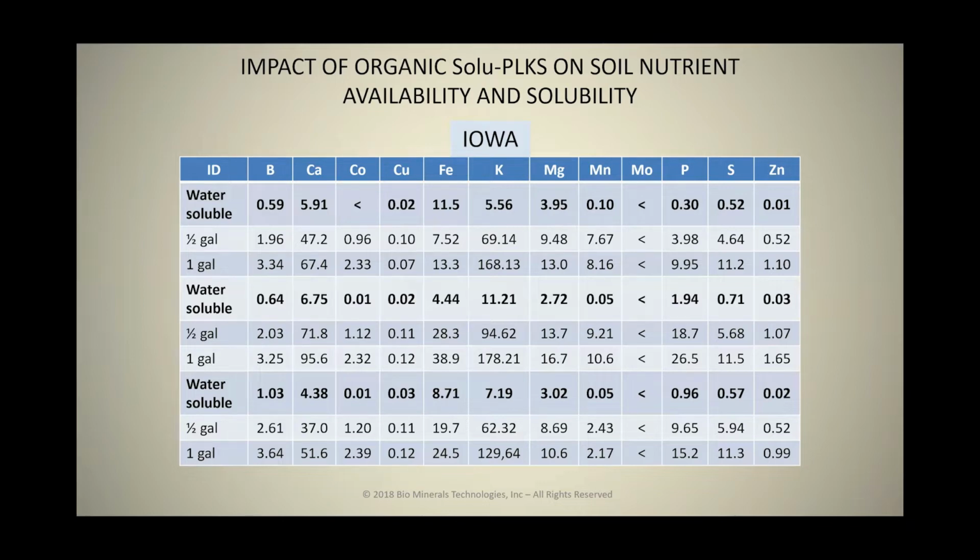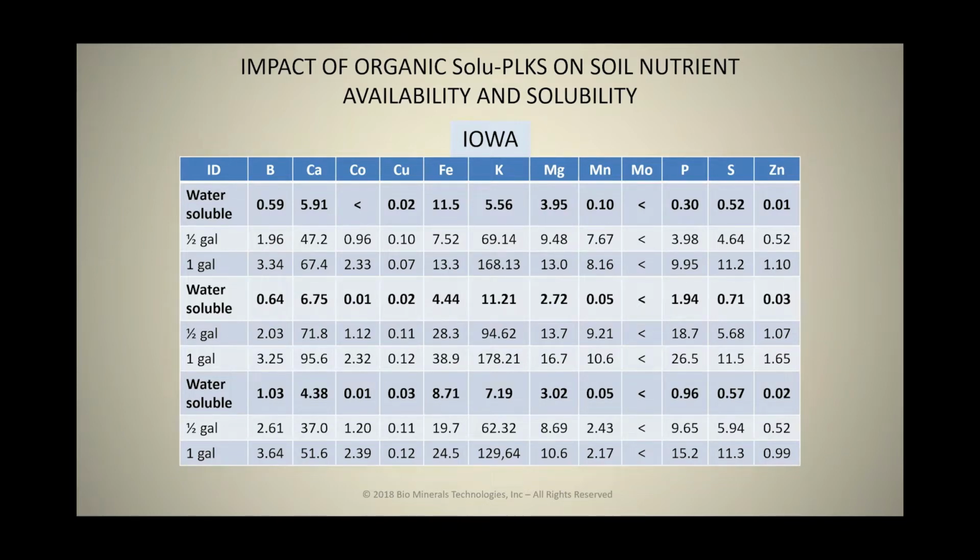Potassium, a single charge, goes from 5 to 69 to 168 parts per million. That's a big increase. Calcium goes from 6 to 47 to 67. Notice that there's hardly any molybdenum that shows up. So our nitrogen fixing bacteria are a little bit on the short side. Phosphate goes from 0.3 to 4 to almost 10. Sulfur goes from 0.5 to almost 5 to 11. Zinc goes from 0.01 to a half to a little over 1.